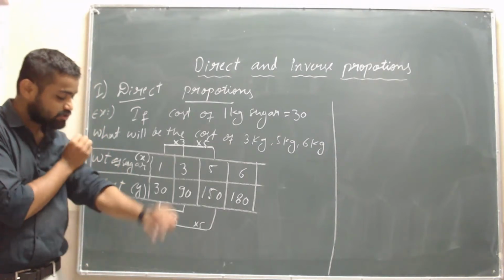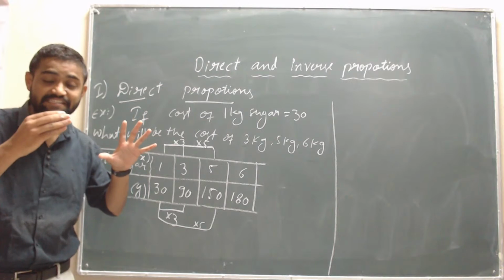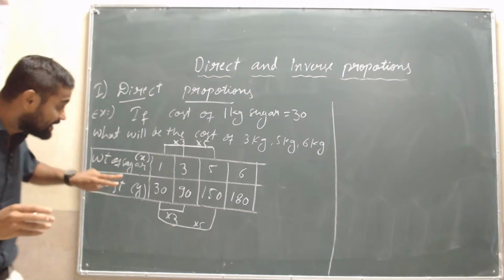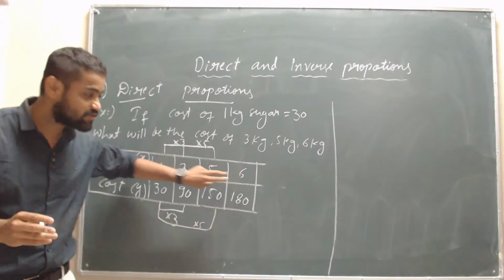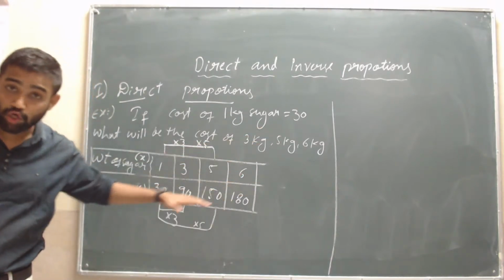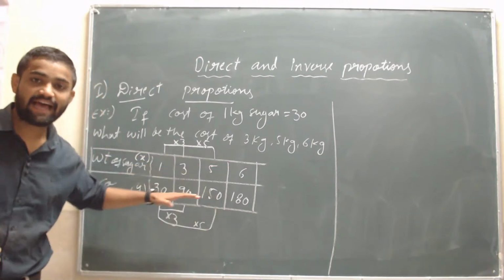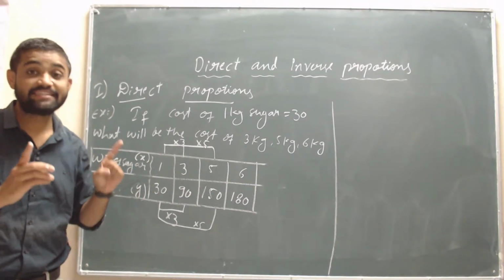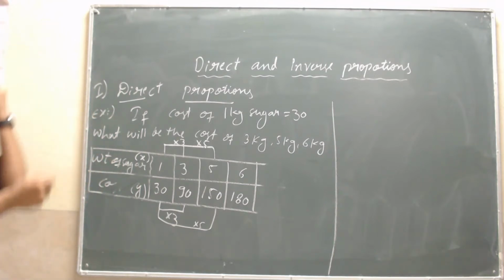Sir, what is direct proportion? Yes, see here we have a definition. When two variables are increasing in the same order, the two values are increasing in the same way. Isn't it, students? Sir, only the weight increases, the cost decreases? No, sir, not like that. Here the weight increases as well as the cost also increases. Is it clear to you? And this is called direct proportion. What is the definition of direct proportion?